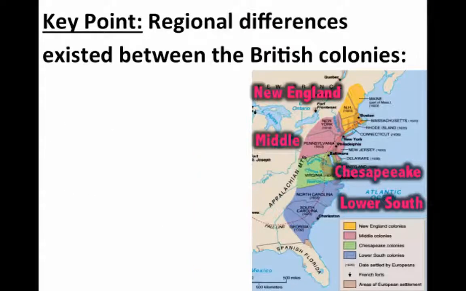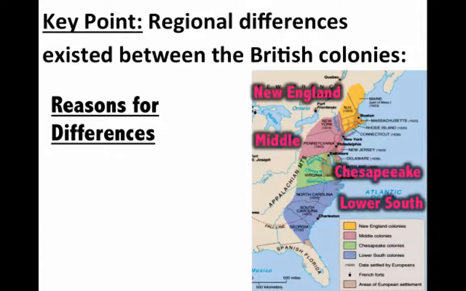Another key point about the British, you are going to have regional differences existing between the British colonies. They're divided up into three categories, sometimes four. You have the New England colonies, the northern colonies, the middle colonies in the pinkish color, and then the southern colonies, sometimes divided up into the Chesapeake, which is Virginia and Maryland, and then the lower south, South Carolina and Georgia.